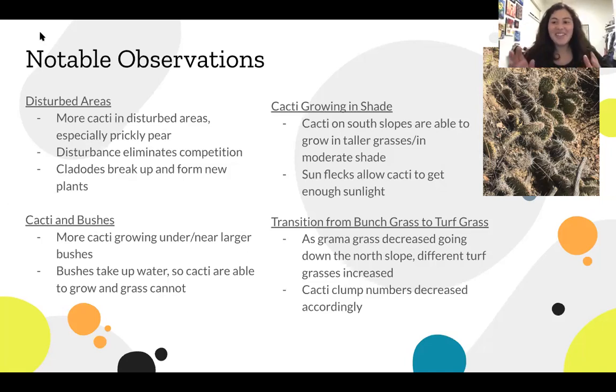And so since the bottom of the hill was turf grass, it really didn't have a space for cacti to flourish and grow. So it was an interesting point that explained another reason why cacti numbers were just decreasing as we got closer to the bottom of the hill.